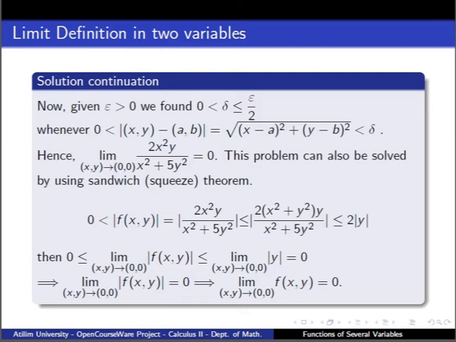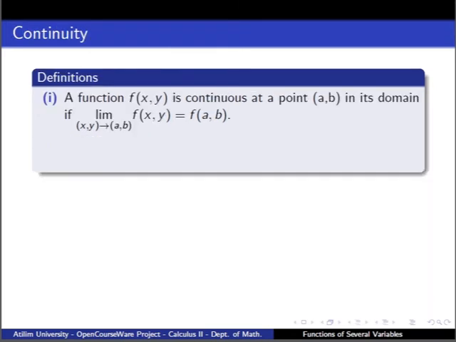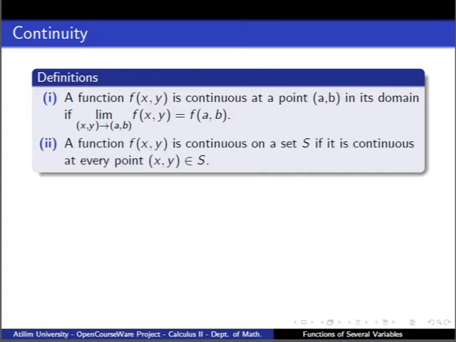So I think we get some idea how to evaluate the limit of a function of two variables, or how to show whether the limit exists or does not exist. After this, we may pass through the continuity definition of a function of two variables at a point (a,b), where if the limit of f as (x,y) goes to (a,b) is f(a,b), then we say that this function is continuous, where continuity on a set, in fact, can also be given in a very similar way.